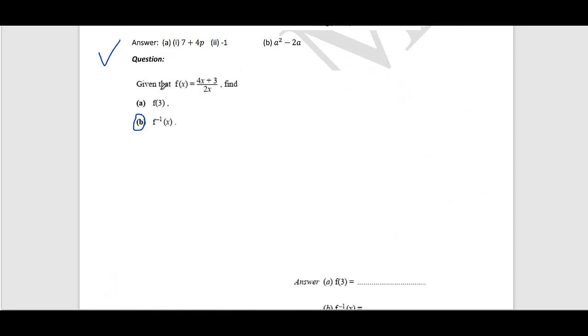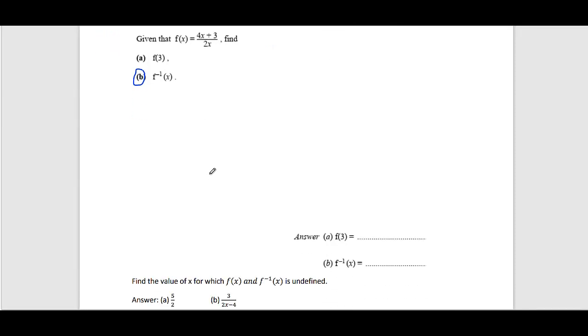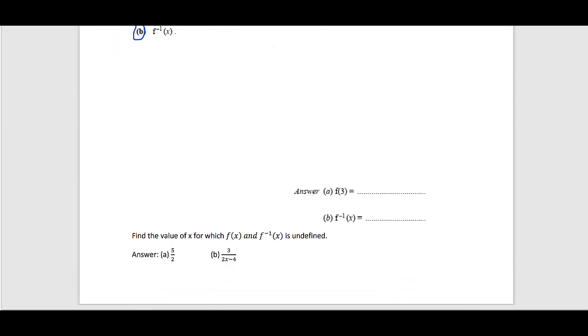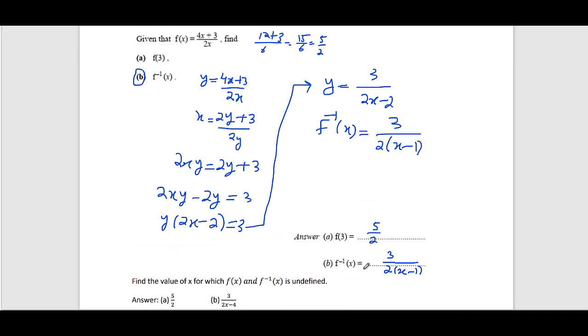In this question, the function f of x is 4x plus 3 divided by 2x, and you have to find f of 3. It is your assignment, and check your answer. Do this yourself. And in the B part, you have to find the inverse of x. So this is your assignment. You should do that, and the answers are over here. You should do this yourself.